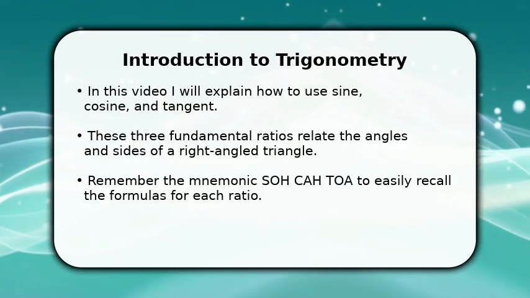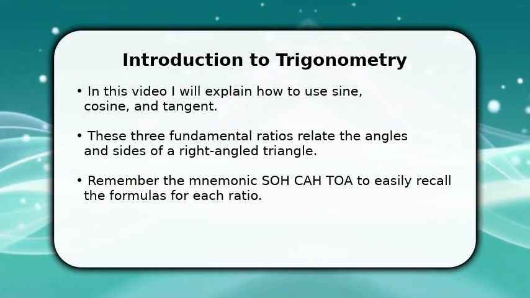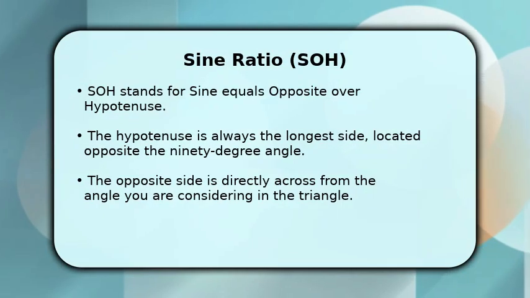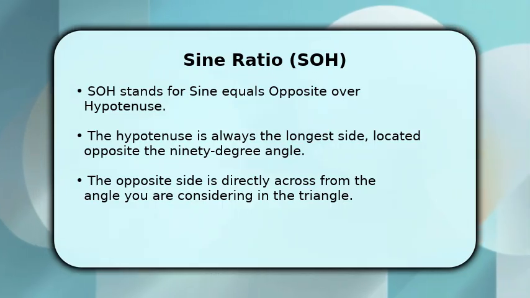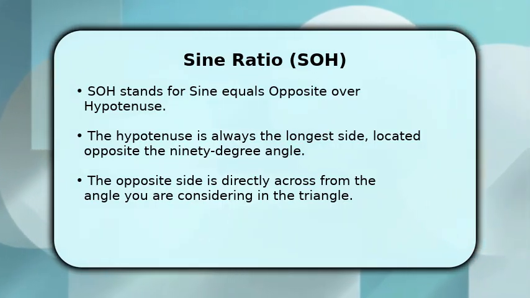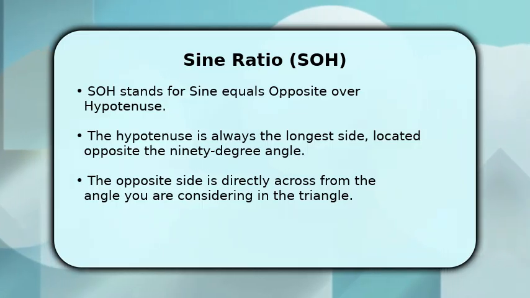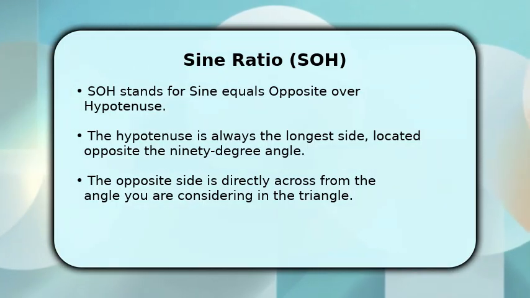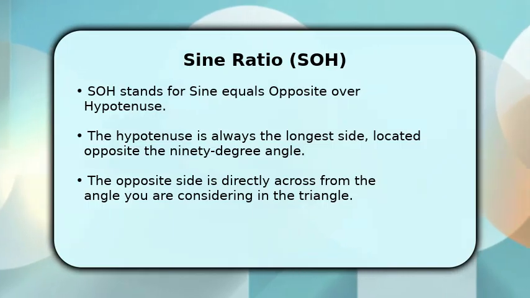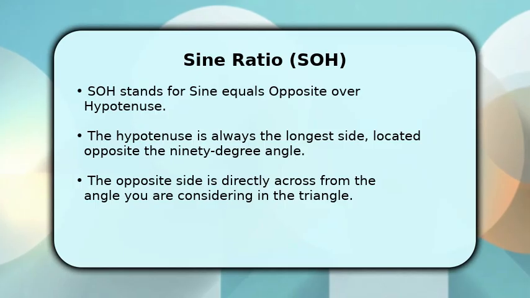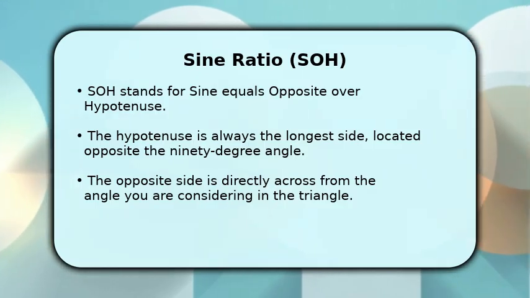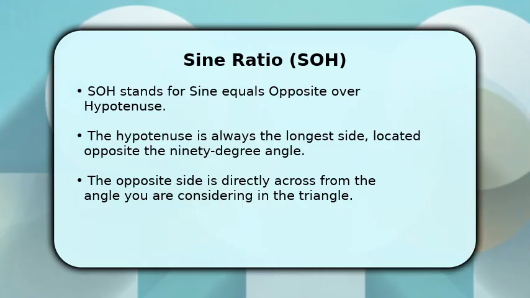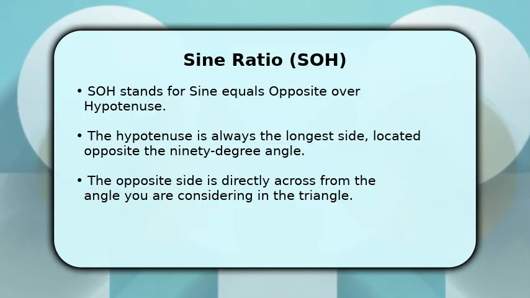We'll break down what each part means and how to apply it, ensuring you grasp these essential concepts clearly and effectively. Let's start with SOH, which stands for sine equals opposite over hypotenuse. When you're looking at a right-angled triangle, the hypotenuse is always the longest side, and it's directly opposite the right angle. The opposite side refers to the side that is directly across from the specific angle you are working with. So, to find the sine of an angle, you simply divide the length of the opposite side by the length of the hypotenuse. It's a straightforward calculation.